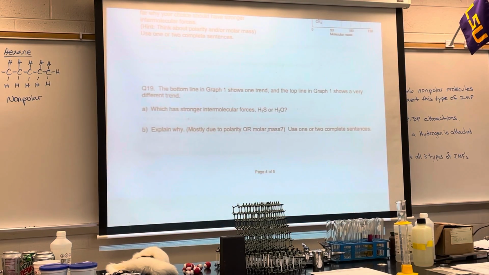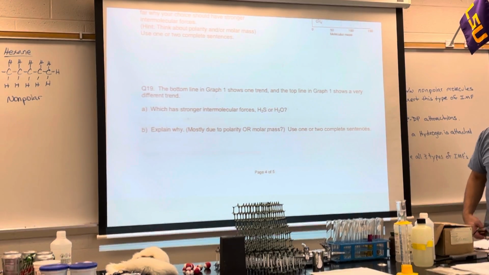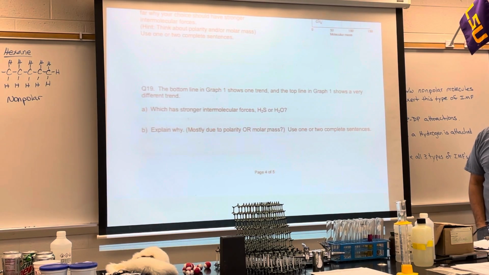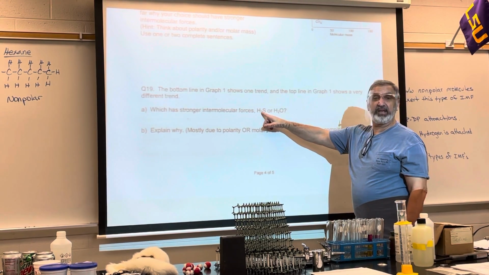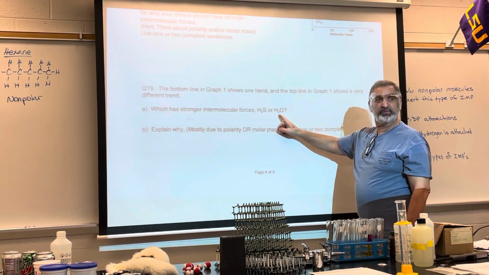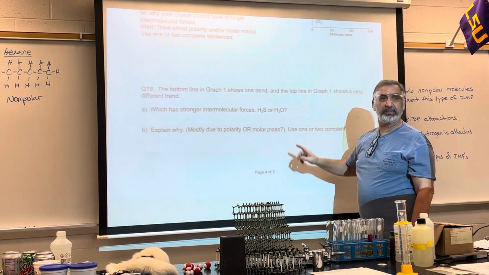Now the bottom line of the graph shows one trend and the top line shows a very different one. Which are stronger, H2S or H2O? H2O, higher boiling point. Why? You just said it. Molar mass. No. Higher LDF? No, because H2S is going to have a greater molar mass, it's going to have stronger LDFs. Oh, so polarity. Polarity, but what specifically does water have that this doesn't have? Hydrogen. The ability to form hydrogen bonds.